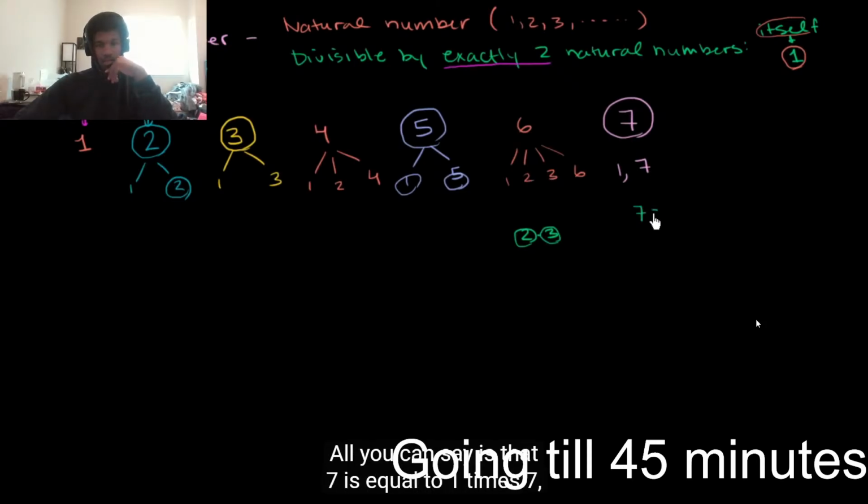All you can say is that 7 is equal to 1 times 7. And in that case, you really haven't broken it down much. You just have the 7 there again. 6, you can actually break it down. 4, you can actually break it down as 2 times 2.